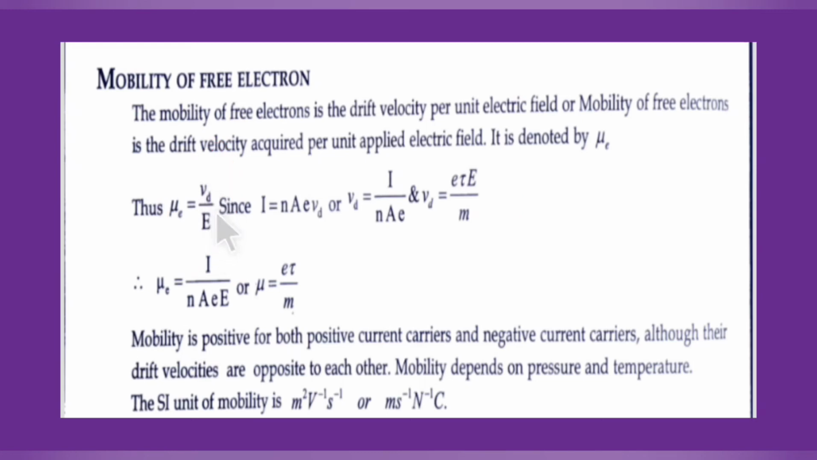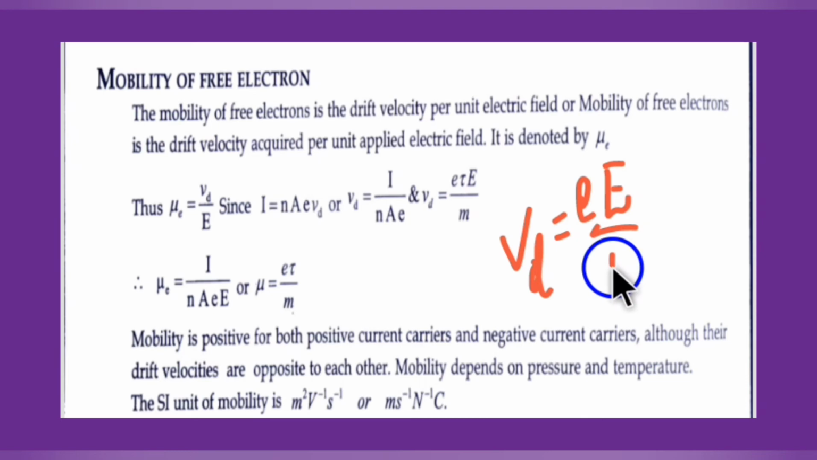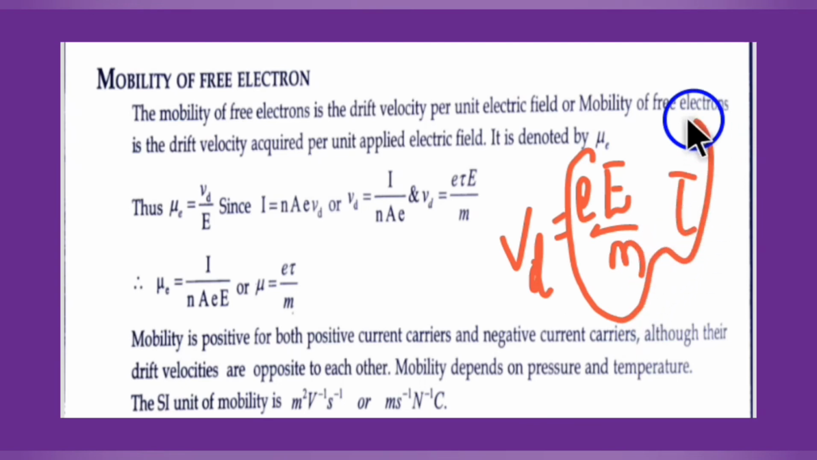We can also derive the same from the previous equation, that is, we have got an equation for drift velocity, that is Vd is equal to E divided by M into relaxation time tau. So all these factors E, M and relaxation time, you can write as mobility. So E into tau by M is nothing but mobility, and mobility into E is nothing but drift velocity.